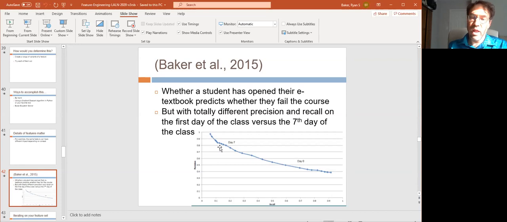At 14 days, if you haven't opened the textbook yet, you're kind of doomed, at least in the classes we studied. On the other hand, if you haven't opened the textbook yet by day -7, well, it's catching pretty much everybody who's going to drop the course, but the precision has dropped further. Surprisingly, still not to zero. But that's actually because there are a certain proportion of students who are going to fail the course.